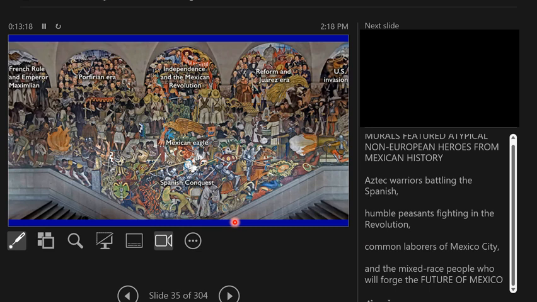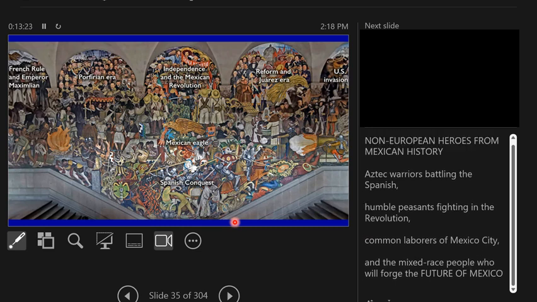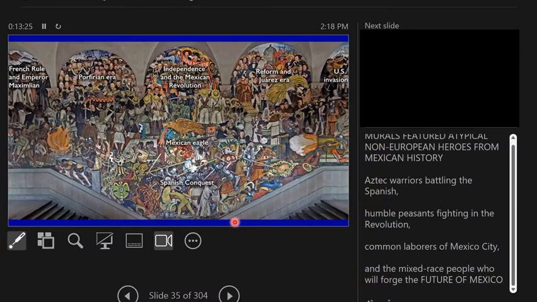So the murals featured atypical non-European heroes from Mexican history. They showed Aztec warriors battling Spanish, the humble peasants fighting in the revolution, common laborers of Mexico City, and the mixed race people who will forge the future of Mexico.